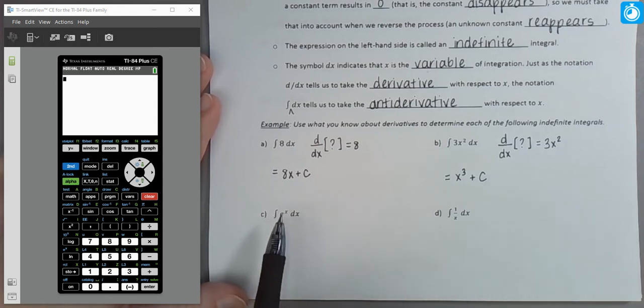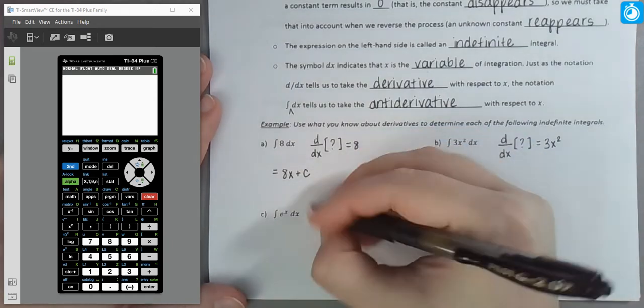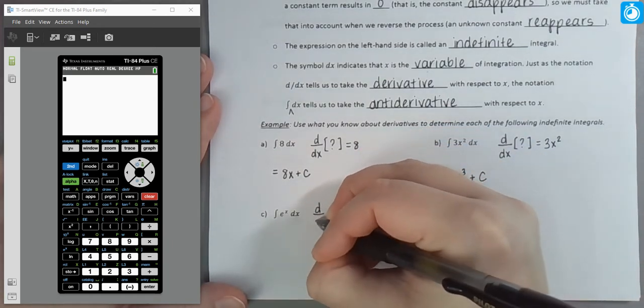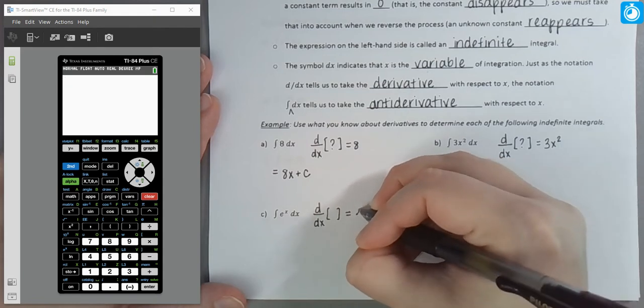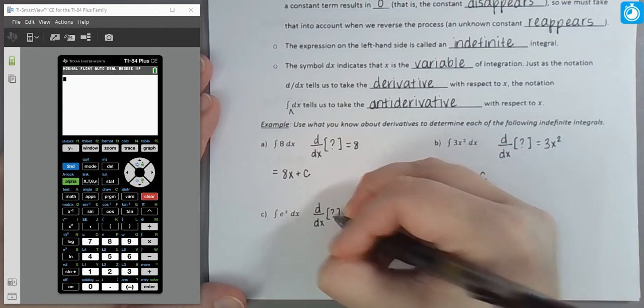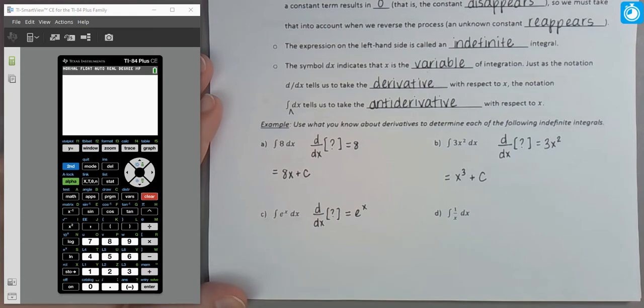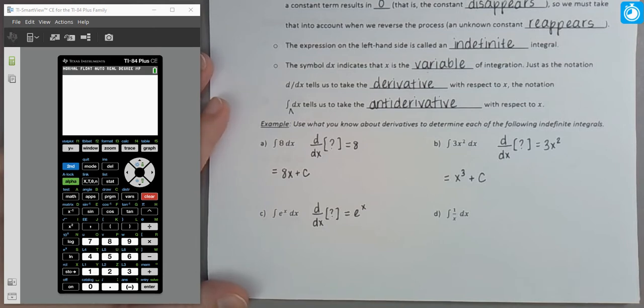So the antiderivative of e to the x dx. In other words, the derivative with respect to x of some function is e to the x. What is that function? Well, this was one of those special cases we looked at. E to the x was a specific special function because it has a very special derivative. If you were to differentiate e to the x, the derivative is e to the x.